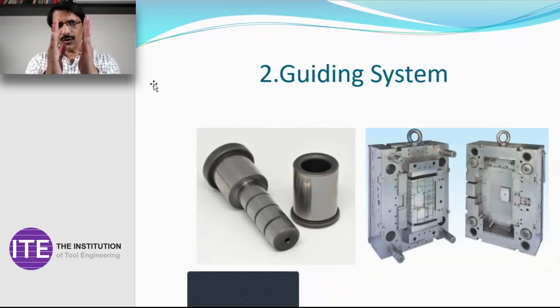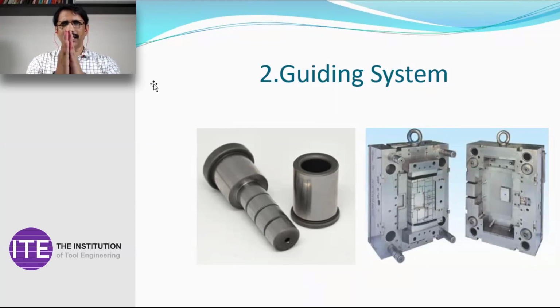When you are closing the die, because of the guide pin and guide bush, there is no mismatch on the component. There may be a provision of guide pin and guide bush, or there may be a provision of guide pillar and guide bush. So what is the difference? Guide pillar means, in case of press tool dies, there are guide pillars. Or machine pillars, you must have seen.